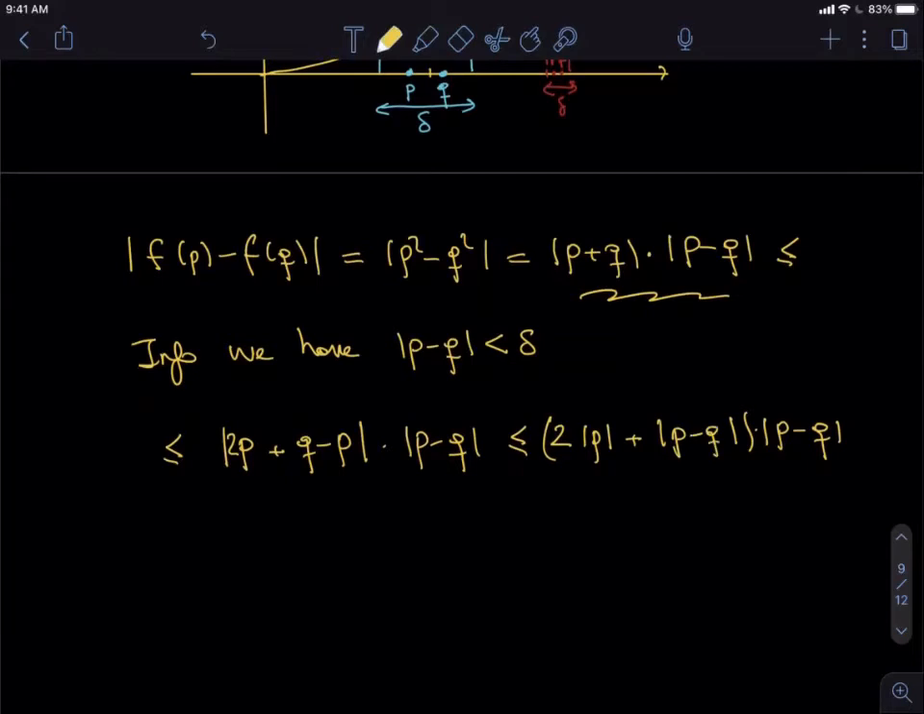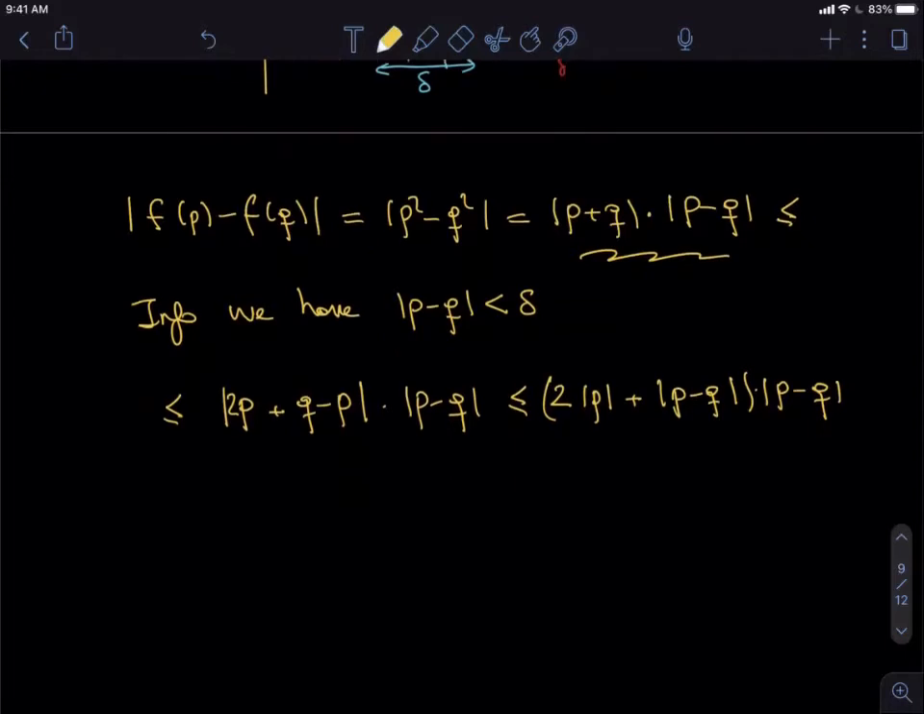And here, notice what happens. This is less than delta, this is less than delta. So this is 2 times p plus delta times delta. Okay, and here we are almost set, because this is already telling you what I was saying, that the delta is going to complicate your life. So how do we show that?